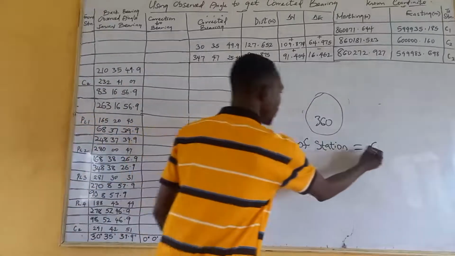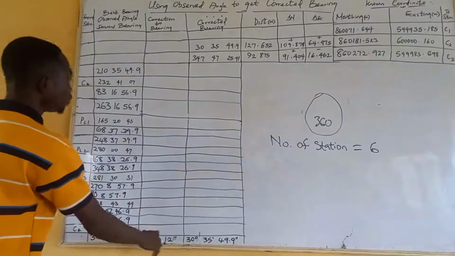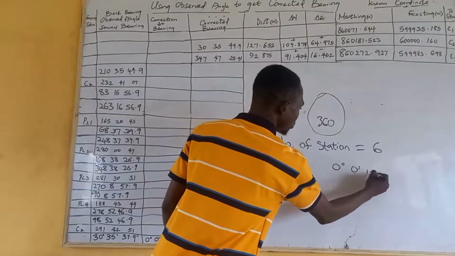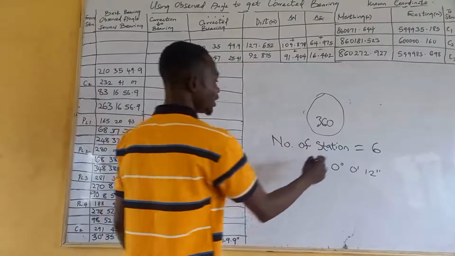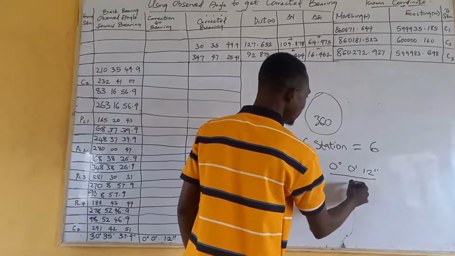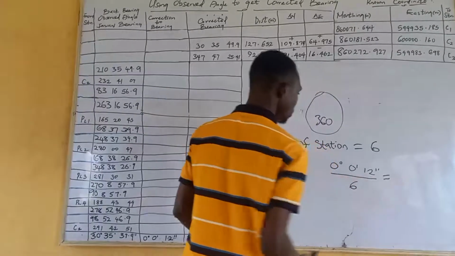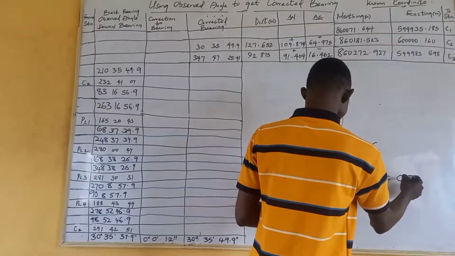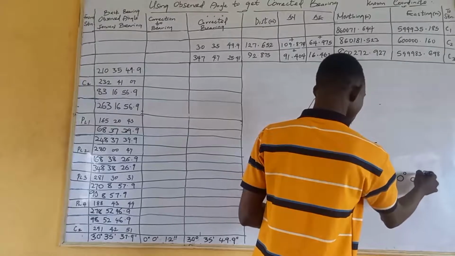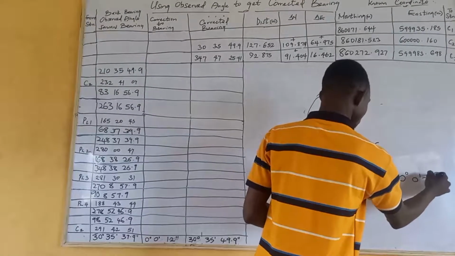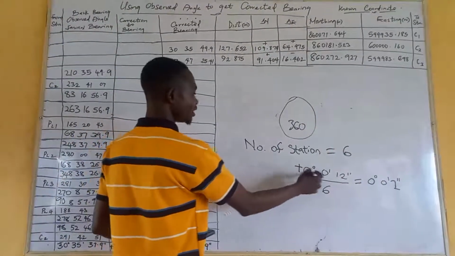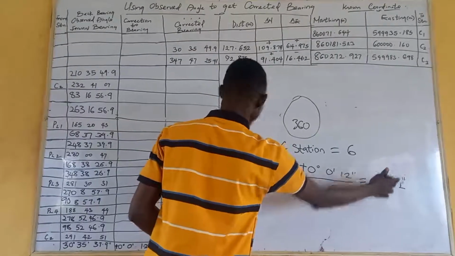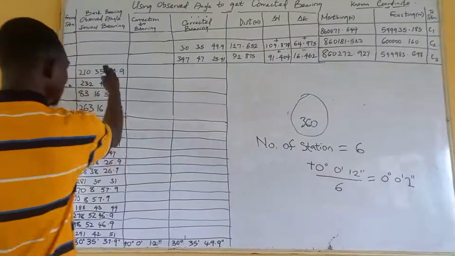So after obtaining your number of stations, the next thing is to bring out your correction to bearing. Our correction to bearing is 0 degrees, 0 minutes, 12 seconds. Now you say your correction to bearing divided by the total number of stations, which is 6, is going to give us what? It's going to give us 0 degrees, 0 minutes, 2 seconds. So you distribute it to each station.